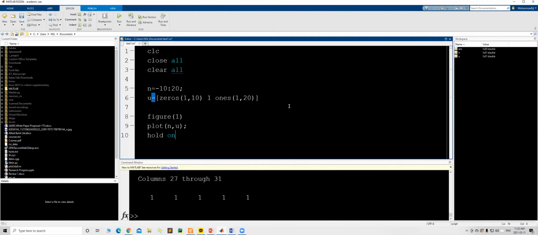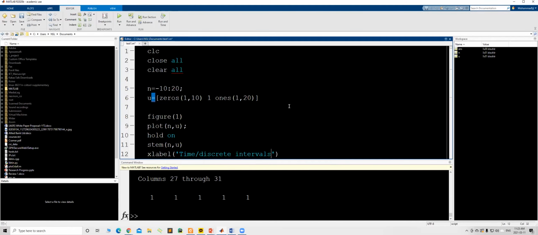So I will use the hold on command. Hold on means that you are using the same plot for plotting the other one. So I will use the stem and the same variables. I have the intervals, which is n, and then I have the function u, the unit step function, and that is it. And now what is my x-axis? So I will write down xlabel, and the xlabel is the time slash discrete intervals.